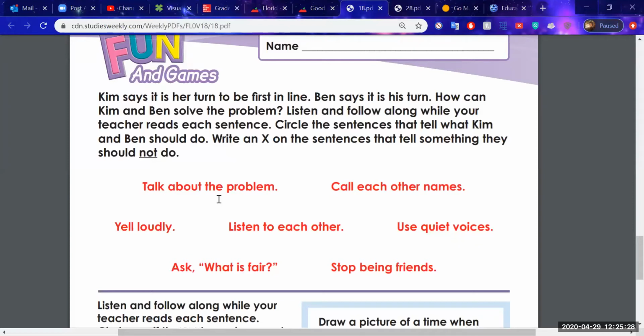Kim says it is her turn to be first in line. Ben says it is his turn. How can Kim and Ben solve the problem? They can talk about the problem. They can listen to each other. They can use quiet voices and ask what is fair.